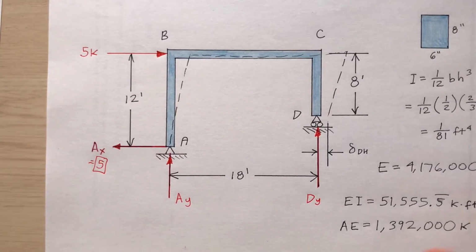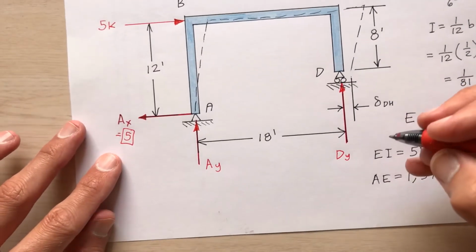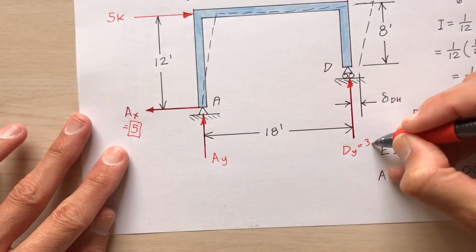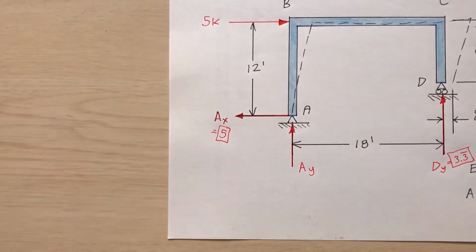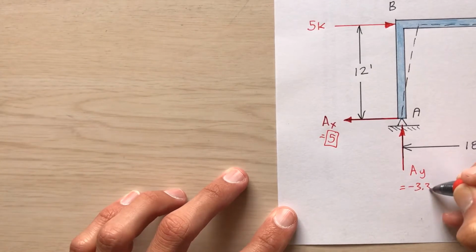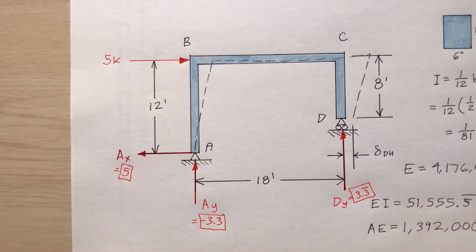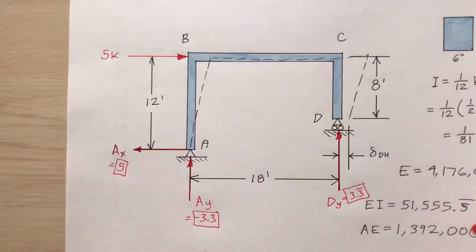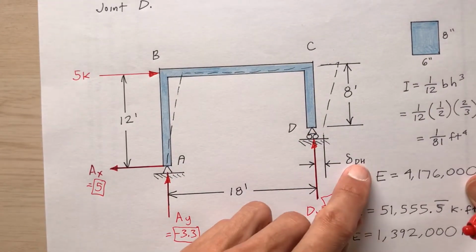Okay, what about A sub Y and D sub Y? So A sub Y is 3 1/3. D sub Y is 3 1/3. Okay, and then A sub Y, 3 1/3 going down, so I'll put a negative sign in front of it. So there you have the reactions for the real system. Okay, remember, I'm interested in the horizontal deflection at D. I want delta sub DH. Point D, H for horizontal.